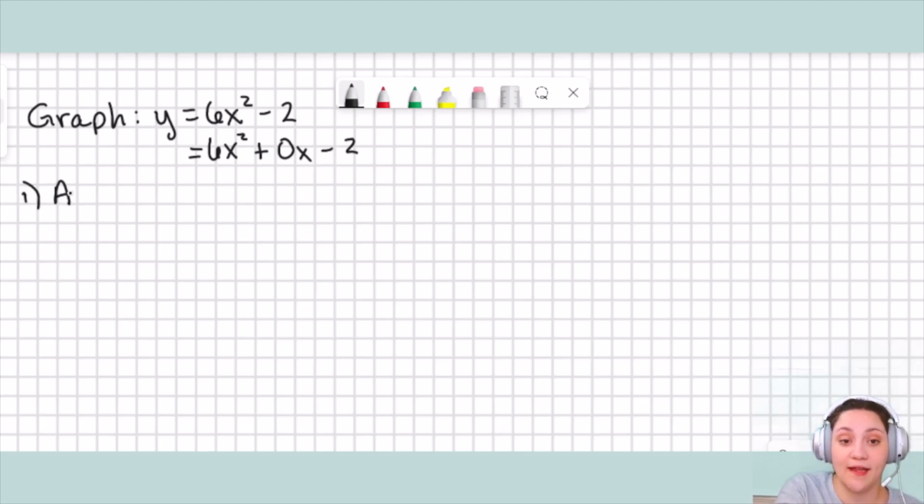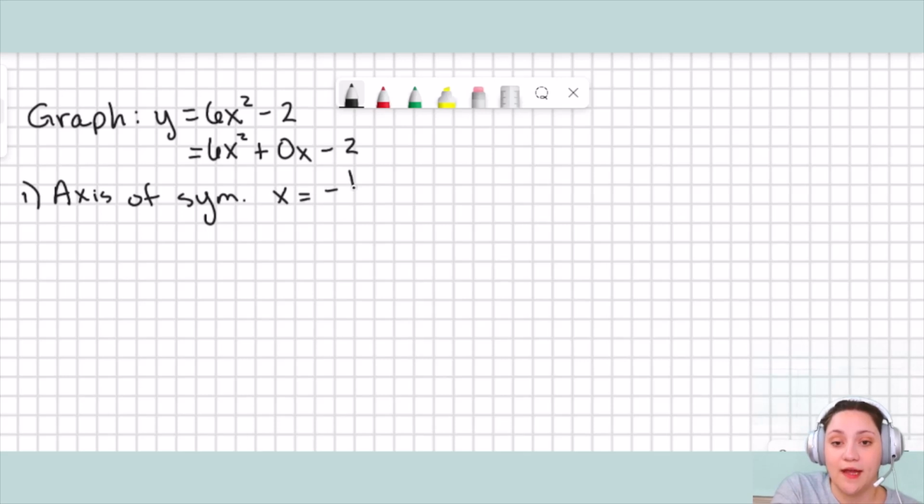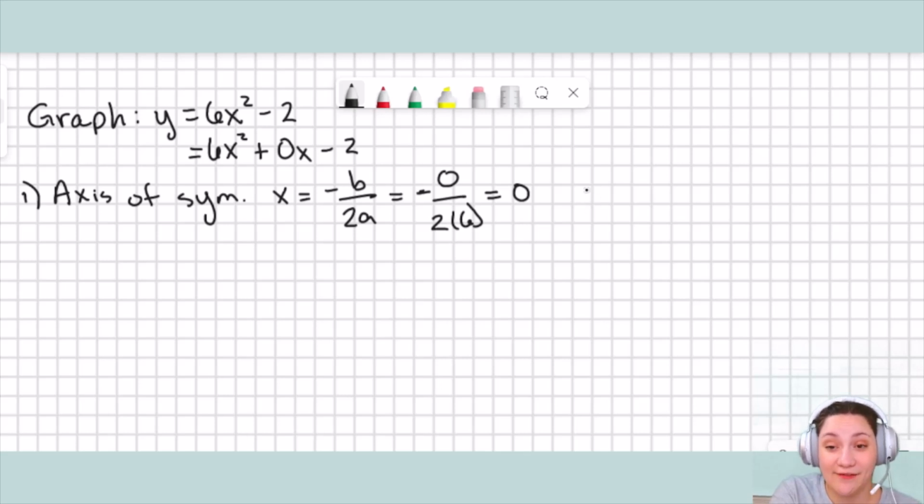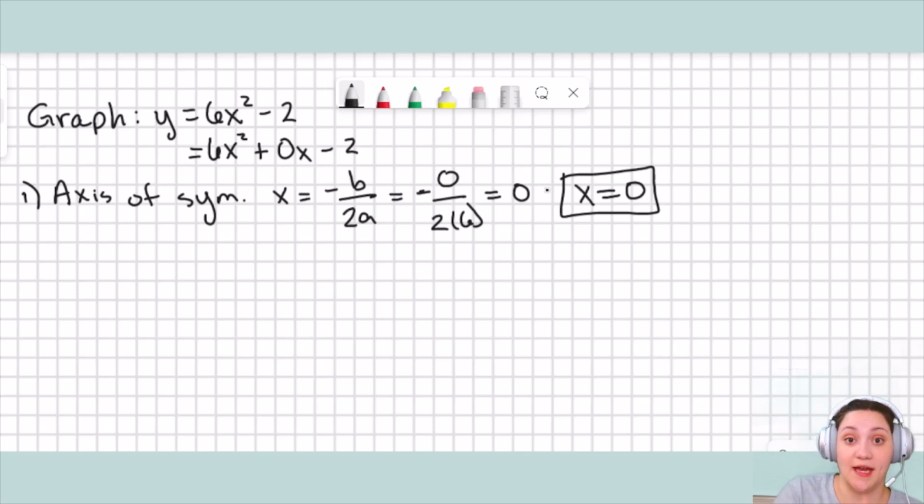So first I want to find the axis of symmetry. And that is equal, remember, x is equal to negative b over 2 times a. So in this case, my b is 0. So I have negative 0 over 2 times a, which is 6. But 0 divided by anything is just going to be 0. So does this mean that I don't have an axis of symmetry? No, it simply means that it's just going to be at x is equal to 0, which is the y-axis.